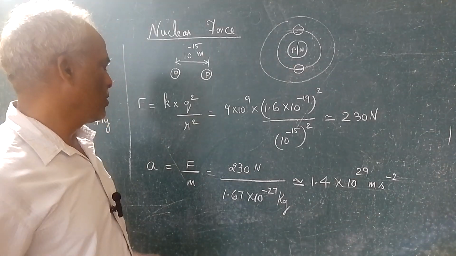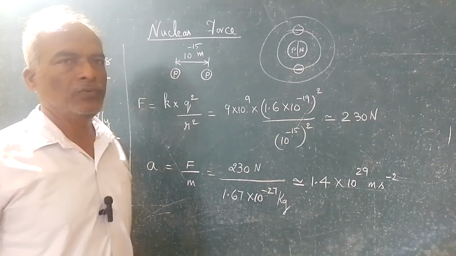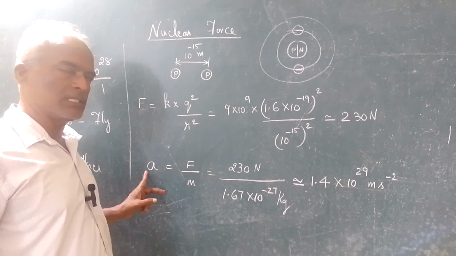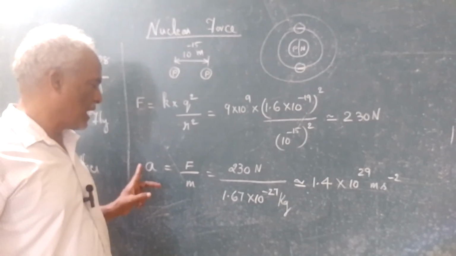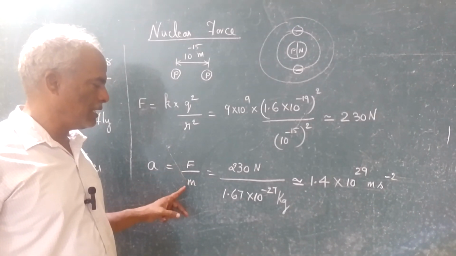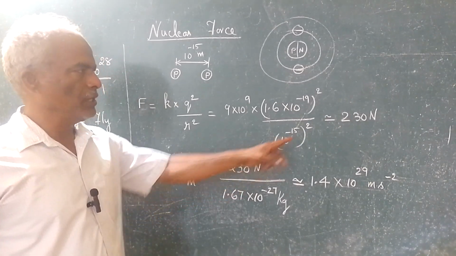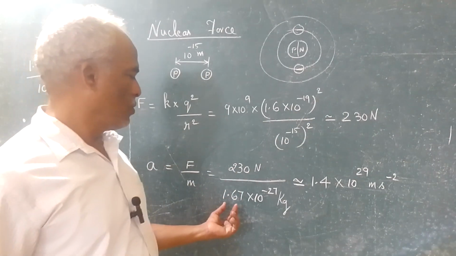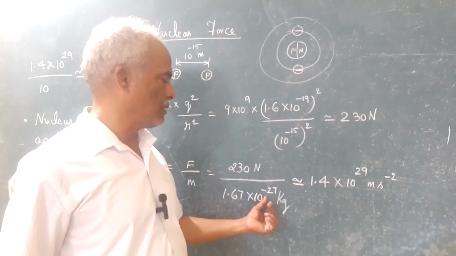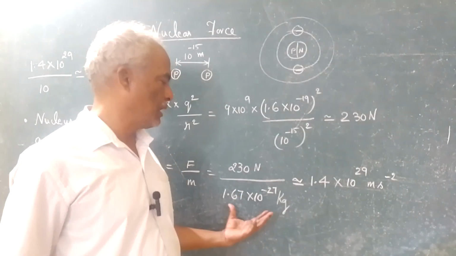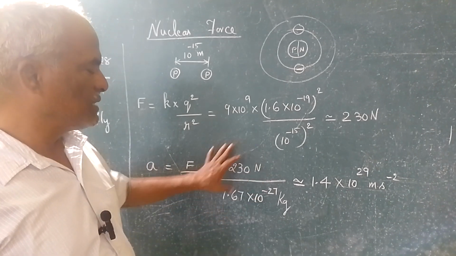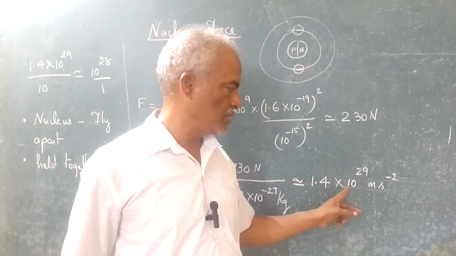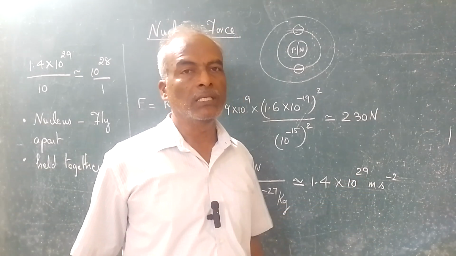Now, based on this value, we will find out the acceleration. We all know that force is equal to mass into acceleration. Therefore, acceleration is equal to force by mass. Force we know is 230, divided by the mass of the proton, which is 1.67 into 10 power minus 27 kilogram. This value you must know. After simplification, approximately you will get 1.4 into 10 power 29 meters per second square.